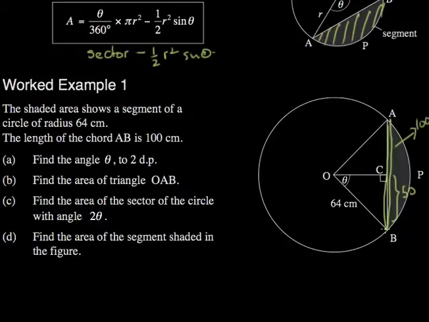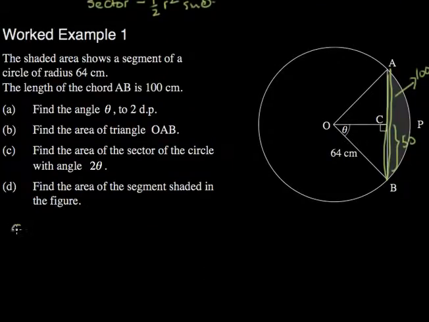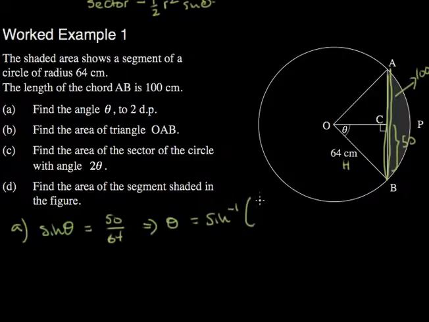And therefore I have a triangle here with a 64 and a 50 in it, and then I can work out my theta using the SOHCAHTOA stuff. So for part A, I need to work out the theta, and that is using the hypotenuse and the opposite. So sine theta equals the opposite over the hypotenuse, and that means that the angle is the inverse sine or arc sine of 50 over 64.